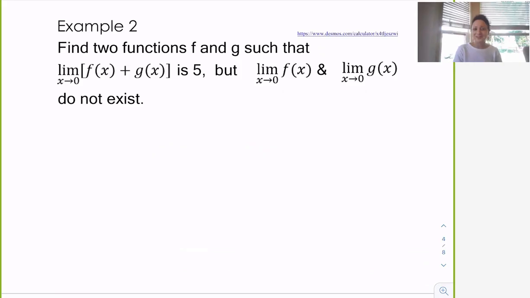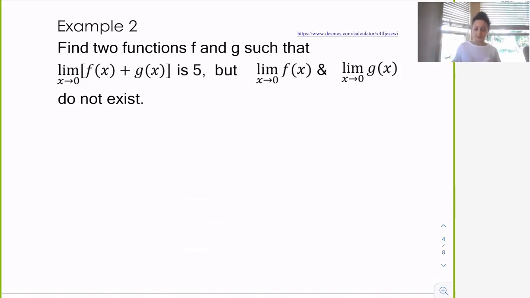All right. So for example 2, you don't need to write down what I have on the screen right now, but just write what I write in ink. So it says find two functions, f and g, such that the limit as x approaches 0 of f plus g is 5, but the limit as x approaches 0 of f of x and the limit as x approaches 0 of g of x do not exist. If we look at these functions separately, there's a jump right as x approaches 0 for both f and g. But if I add the two, then the limit does exist, and we want the limit to be 5.